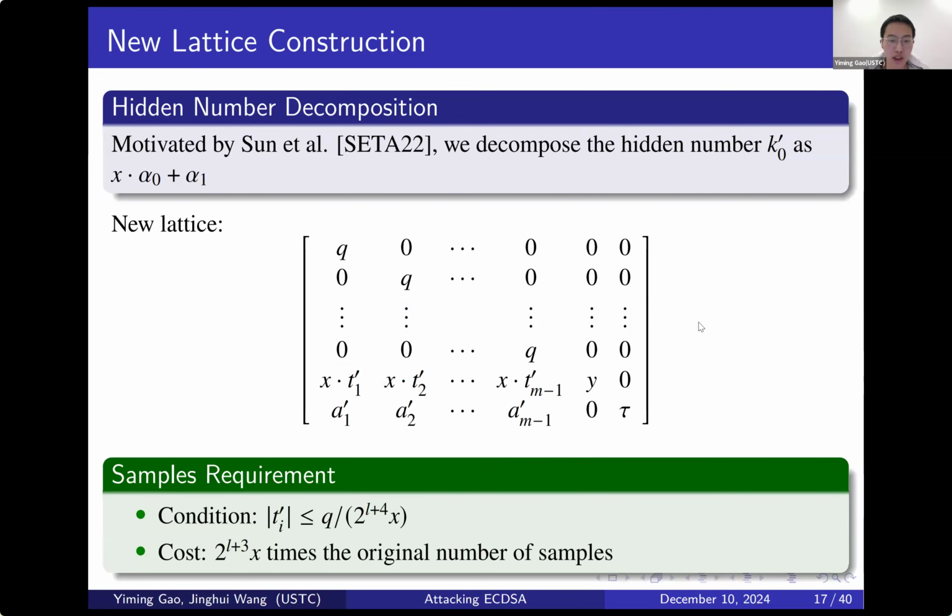Motivated by Sun, we decomposed the hidden number k0' as alpha_0 times x plus alpha_1. The new lattice is constructed as follows. The t_i' are required to be small, and this leads to 2 to the L plus 3 times x times the original sample size.